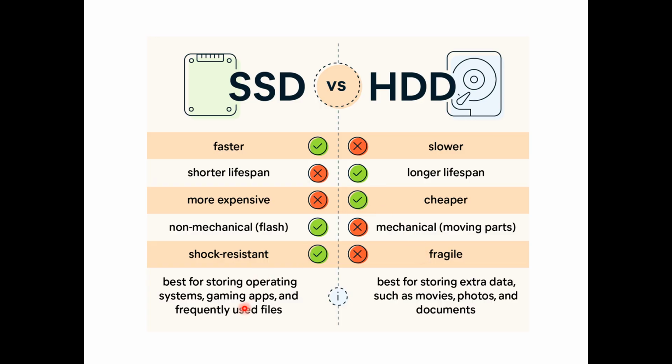SSD is best for storing the operating system and gaming. It mainly supports gaming apps and frequently used files. HDD is best for storage of extra data like movies, photos, and documents. Large files of data are kept on an HDD. In my point of view, I prefer HDD.